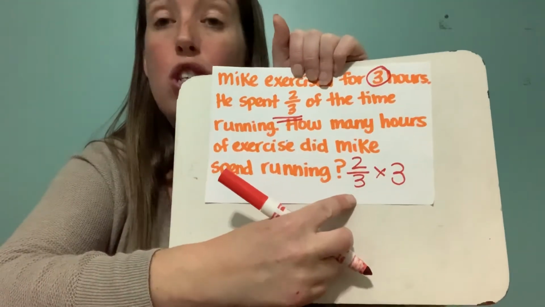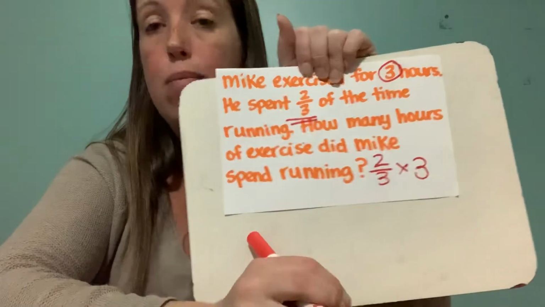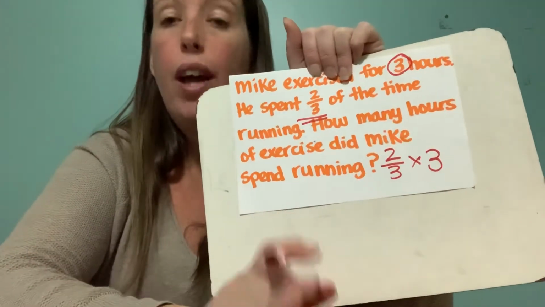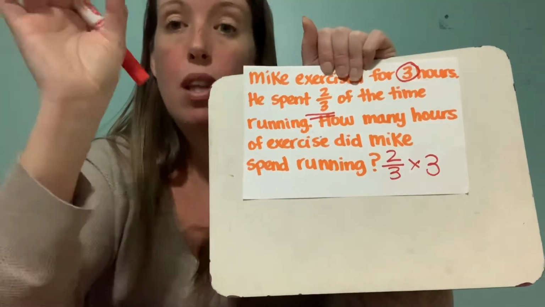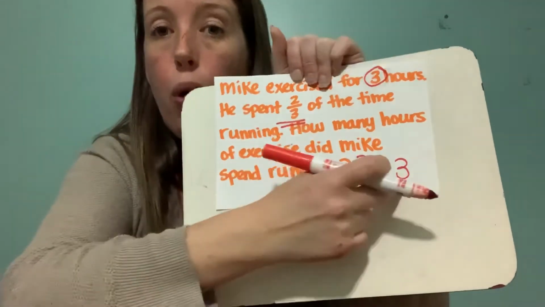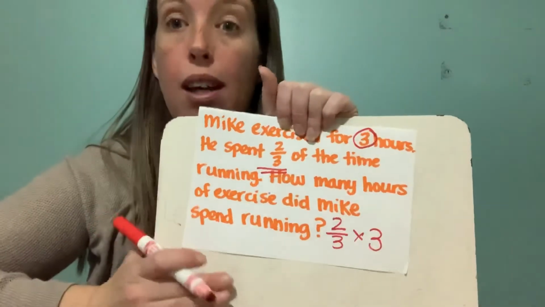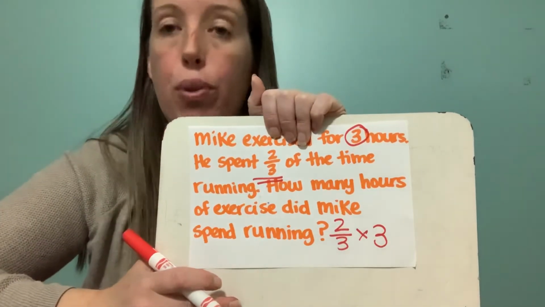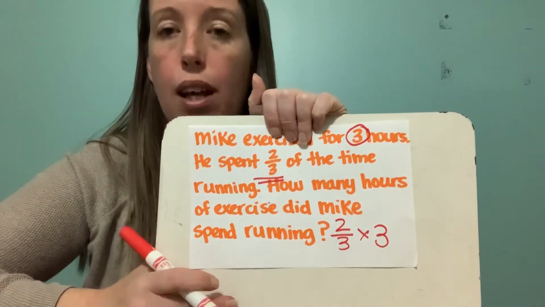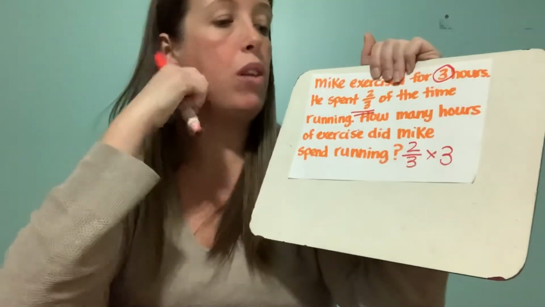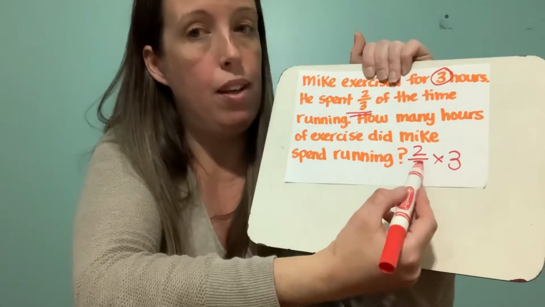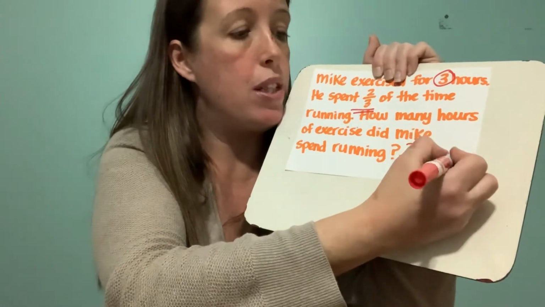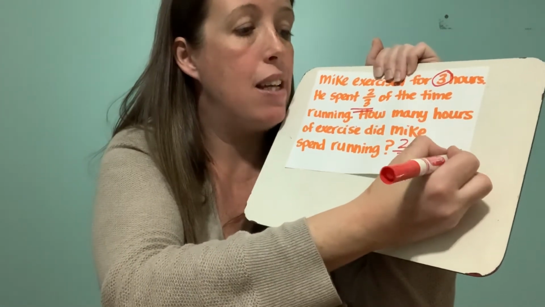Let's say your equation said 3 wholes times 2/3. Luckily, this is multiplication, so we can use the commutative property. We can switch the order of those numbers and we're still going to get the same answer. So if you have 3 times 2/3, you'll still get the same product as me. Okay, so 2 times the 3 wholes is going to give me 6.